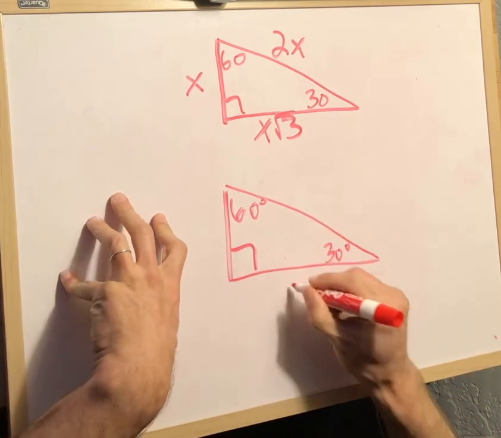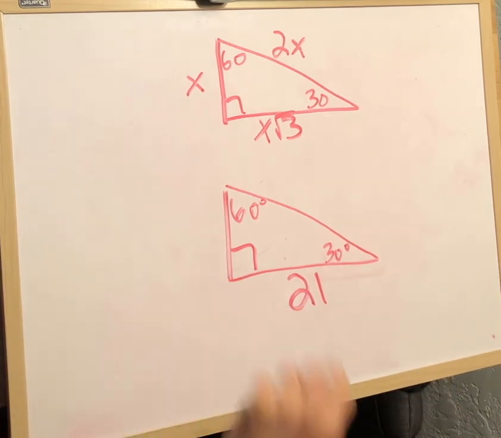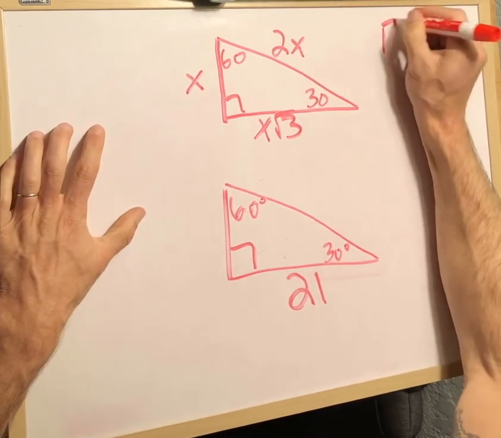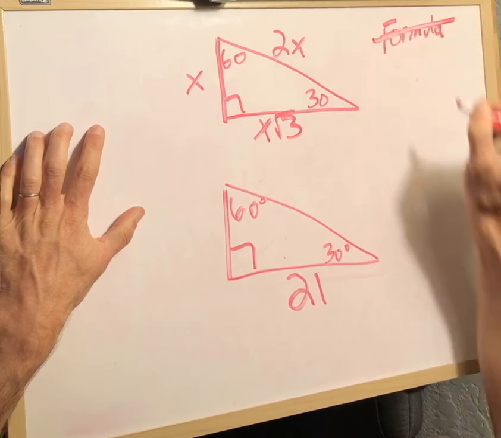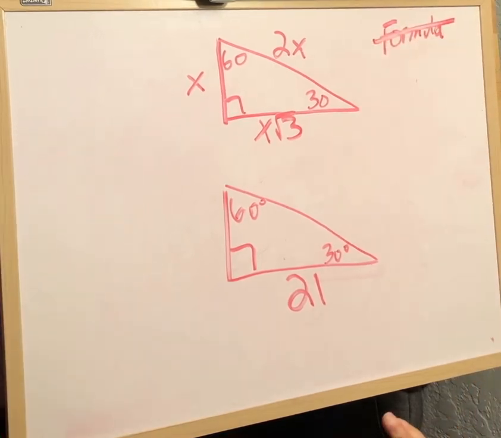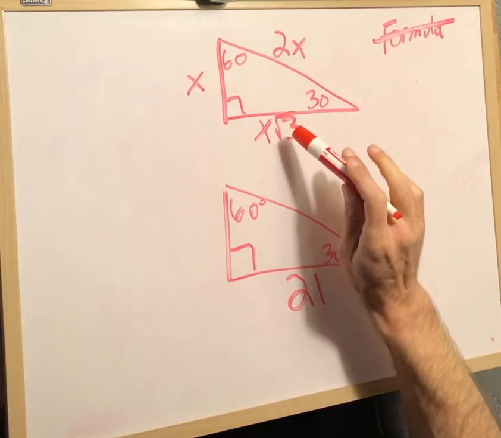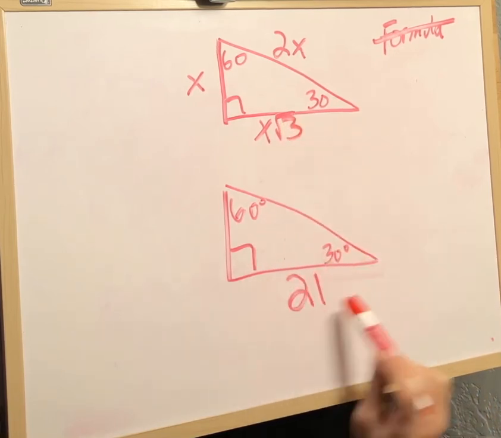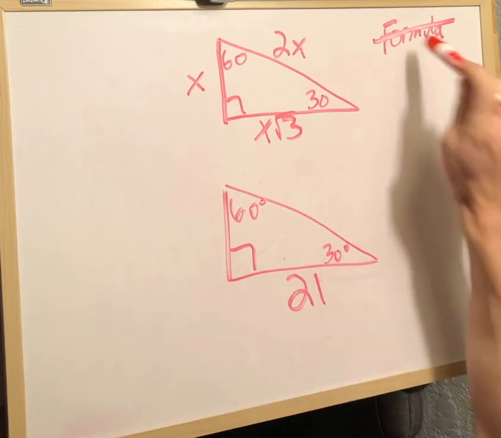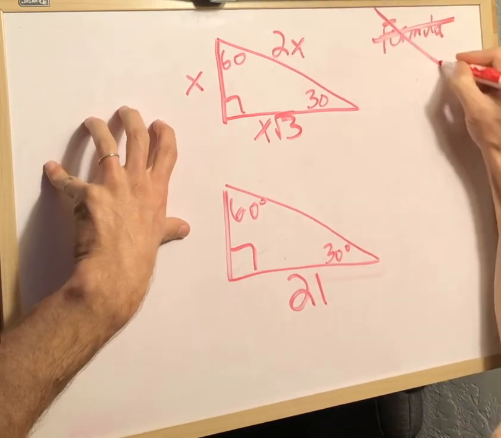Now, I tell you this side's 21. Well, remember I told you this is not a formula. It is a pattern. The reason why it's not a formula is because normally people say, well, wait, in the formula, there's a root 3 in it. But there's no root 3, so this can't be wrong. The formula doesn't work out. It's not a formula. It's a pattern.